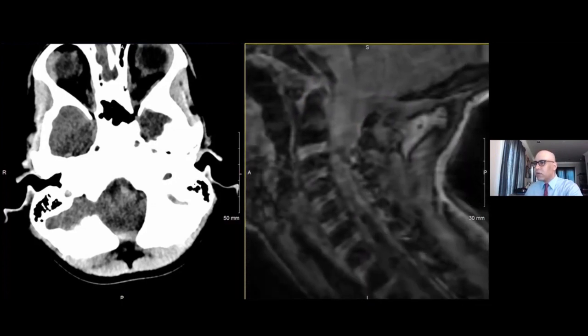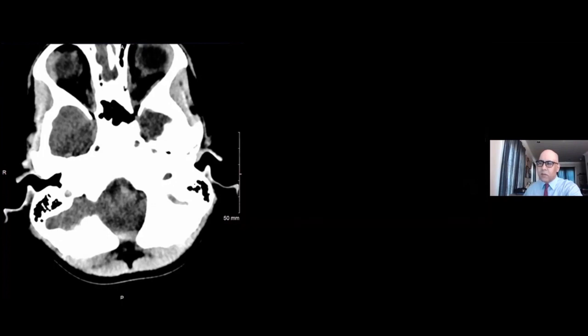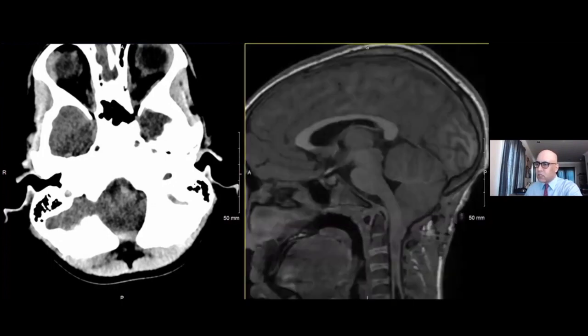If we look closer at the rest of this image, we can see syringohydromyelia in the mid to lower cervical cord extending below the field of view into the thoracic cord. So we already know this patient has failed a physiologic CSF flow study. The next thing to be done is a posterior fossa decompression.